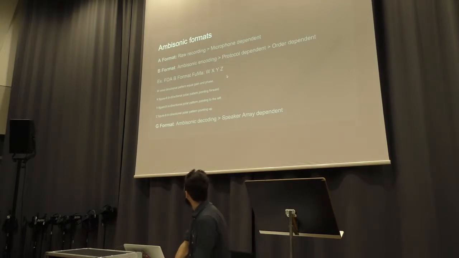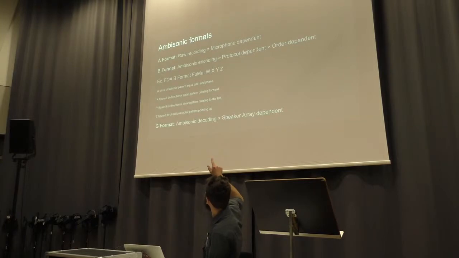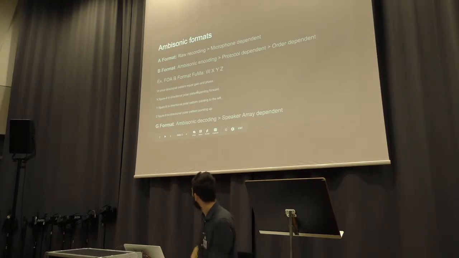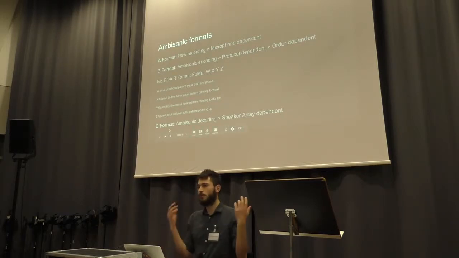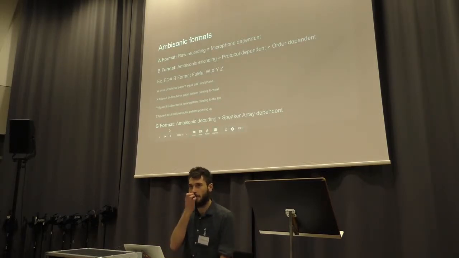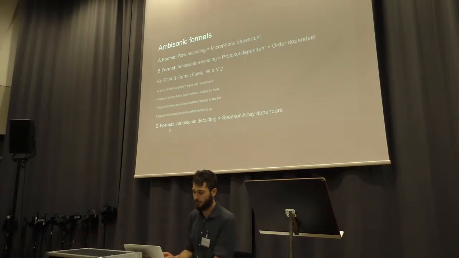For my example, I'm gonna work with first order ambisonics in the Furse-Malham format. There are different conventions. Another convention is the one that uses AmbiX, which is WYZX. But basically, you can see here what each of these channels does. And then finally, this is how you hear the sound. This is your decoding format in a way, the D format.